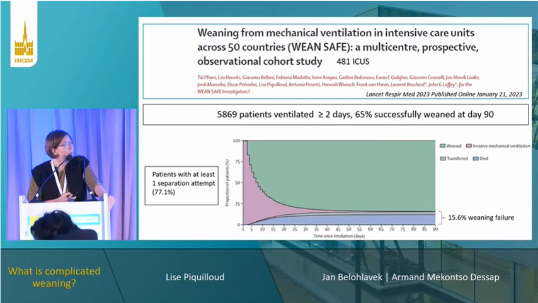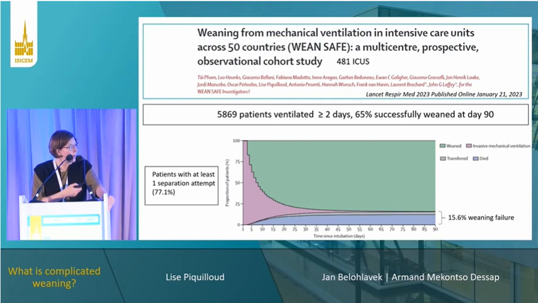And if we look at when they could be weaned, you can see that the majority of them were also easy to wean patients. The time up to weaning is displayed in pink here. And only patients who really entered the weaning process are in this graph. That means that only patients who at least had one separation attempt are mentioned here.